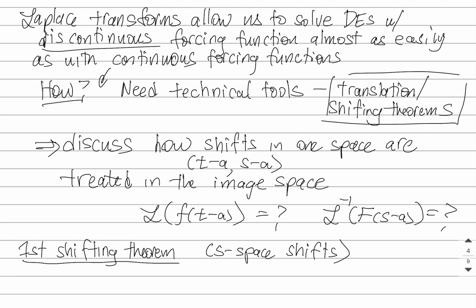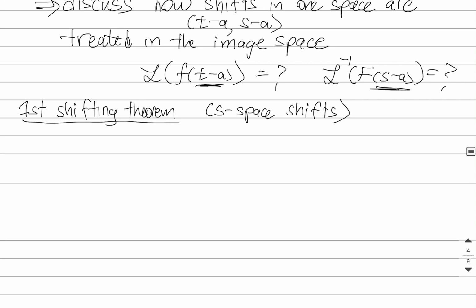What they do is they talk about how shifts in one space translate into the image space. So what I mean is, if I were to take the Laplace transform of a shifted function or the inverse Laplace transform of a shifted function, what does the shifting do? Does it have a similar effect in the image, or does it do something totally different? So we'll talk first about this situation, the shifting in s or frequency space.